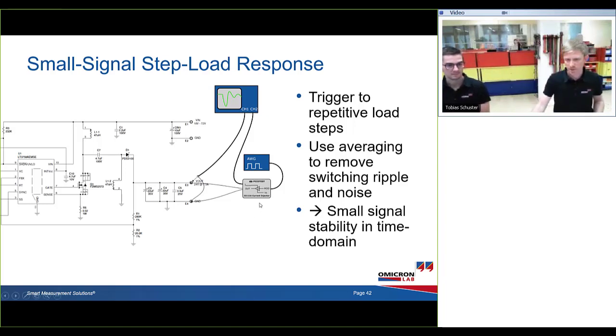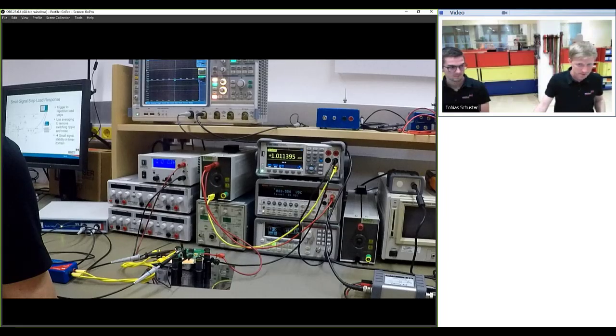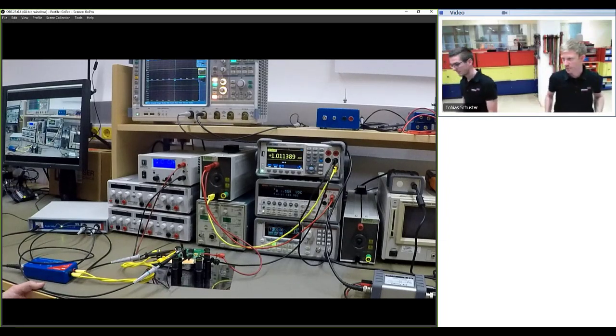And we're going to do that by using a J2111A current injector from Picotest that is generating repetitive small signal load steps, and we measure them on a scope, and then we can use averaging to get rid of the switching noise, and then we see the dynamic behavior of the system. And Tobias is now going to set up that measurement.